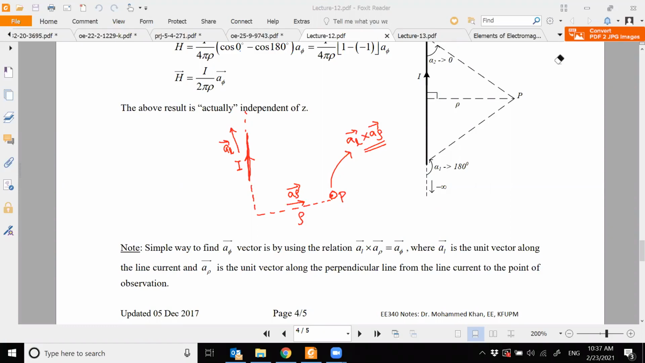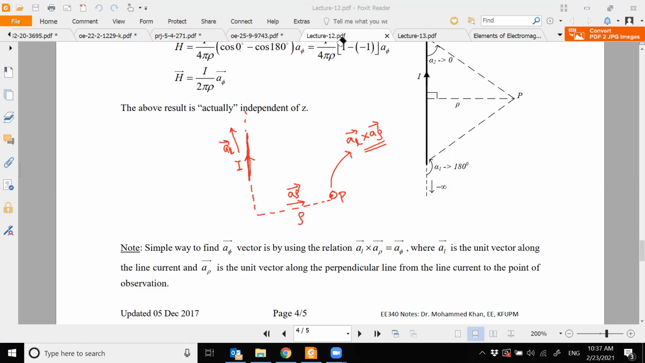This is valid in any coordinate system. The only thing is, you need to identify in your coordinate system what is your AL and what is your A rho. For example, if you put this in Cartesian coordinates, then what is AL? Find out. Then what is A rho? Find out. Cross product this, that will be your direction of your magnetic field.